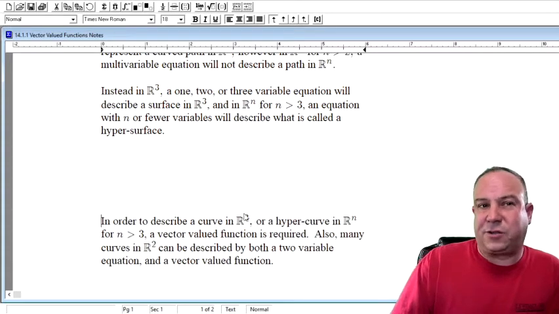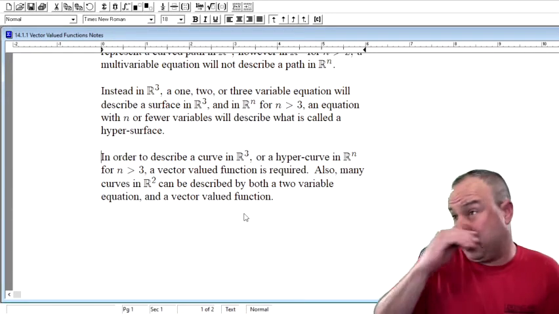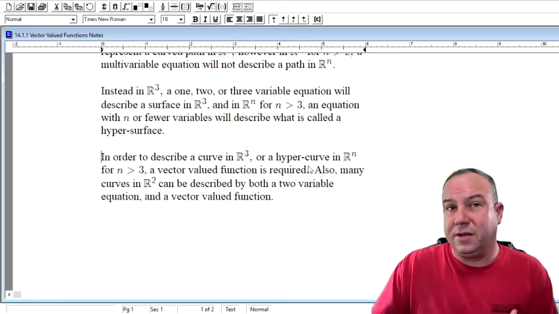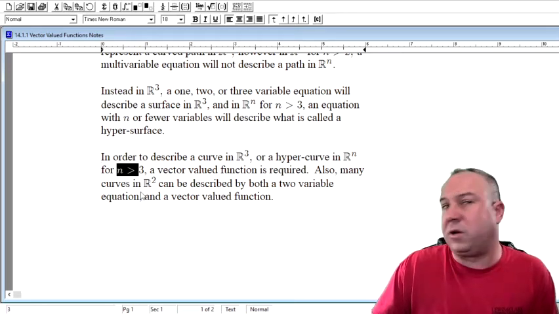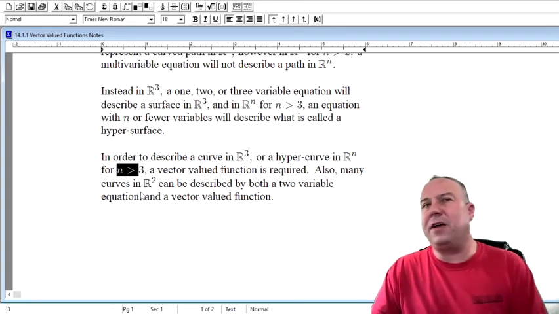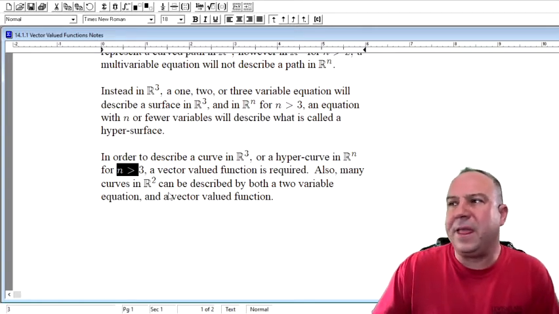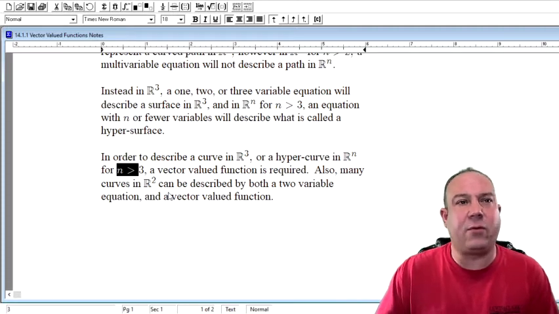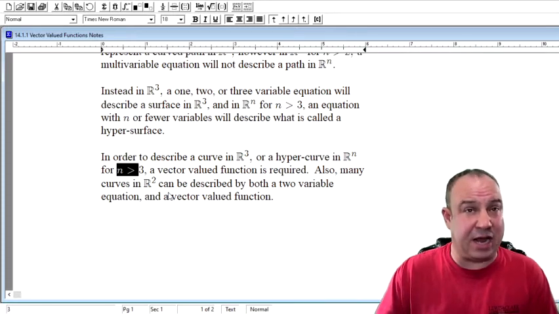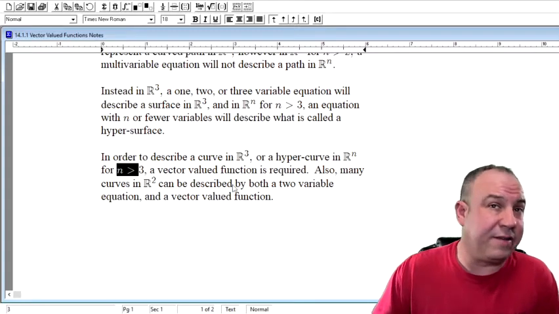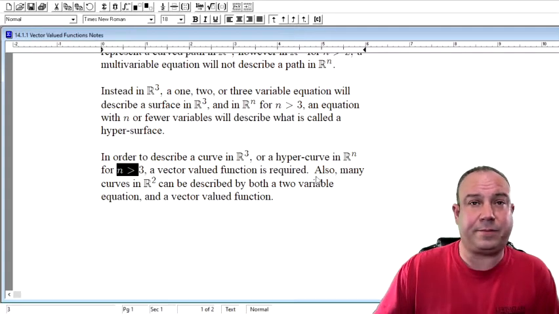In order to actually describe a curve in three-dimensional space, or what we might say is a hypercurve in n dimensions, where n is greater than 3, a vector valued function is required. Vector valued functions are ways that we describe paths in n-dimensional space where n is greater than or equal to the value of 3. All right?